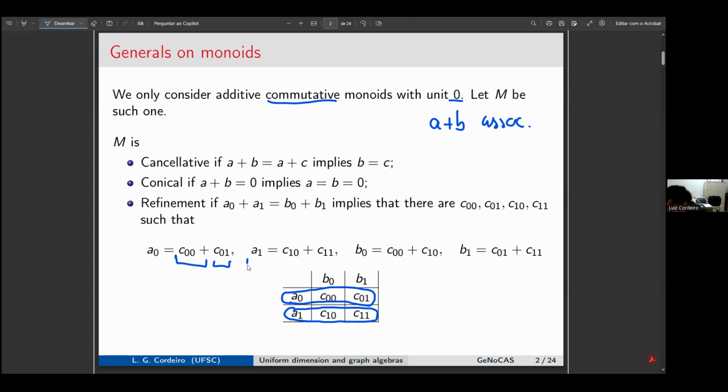It satisfies this property. Basically, we have this table where B is decomposing the terms in its columns, and A's are decomposing the terms in the same row.